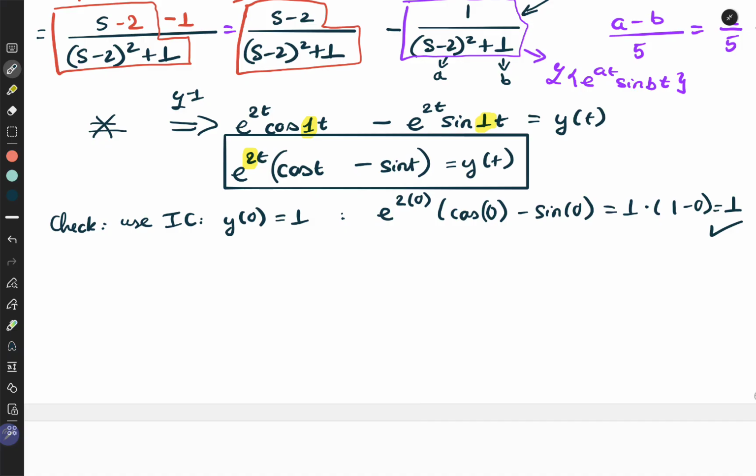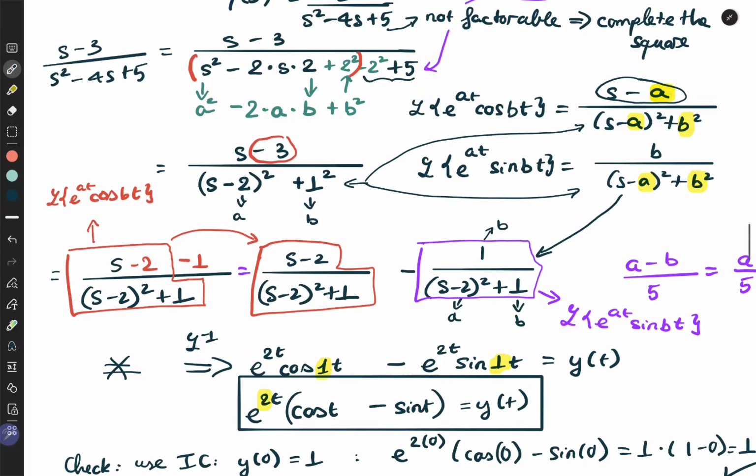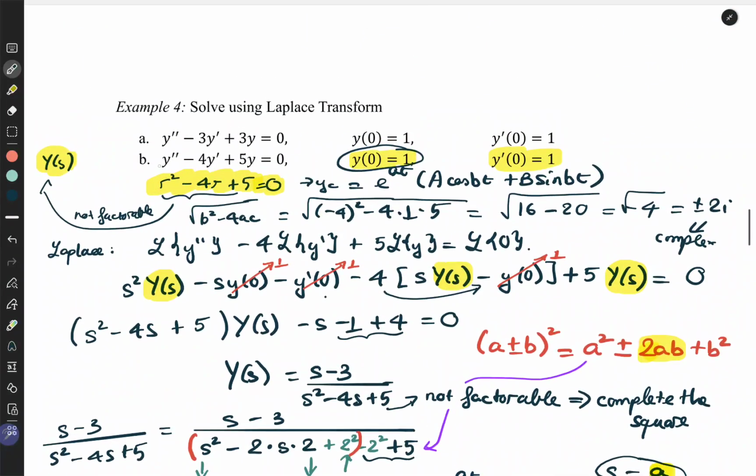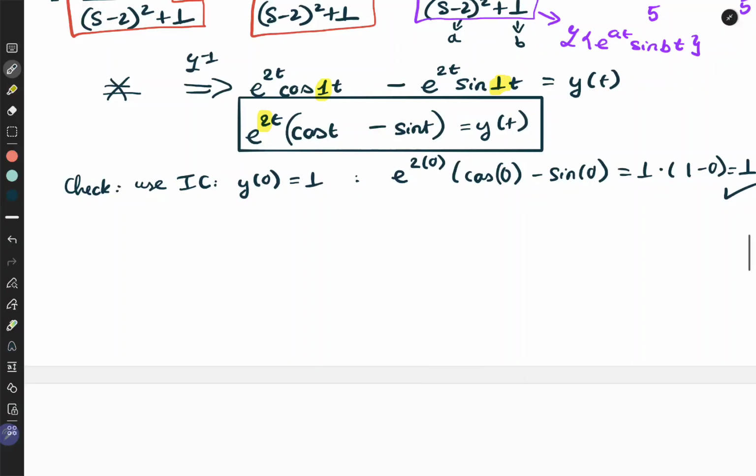Alright, so notice something. This is the solution. Therefore, if we solve these problems using the characteristic equation method, you should also have the same solution. So how about we try that? Okay, how about we verify this solution again using the characteristic method?